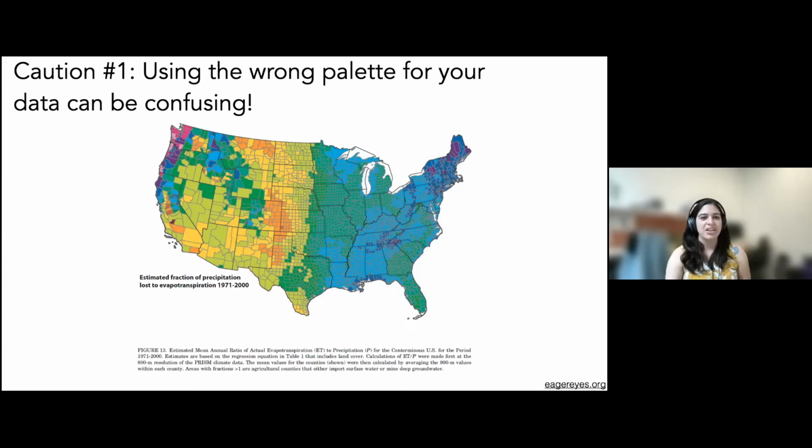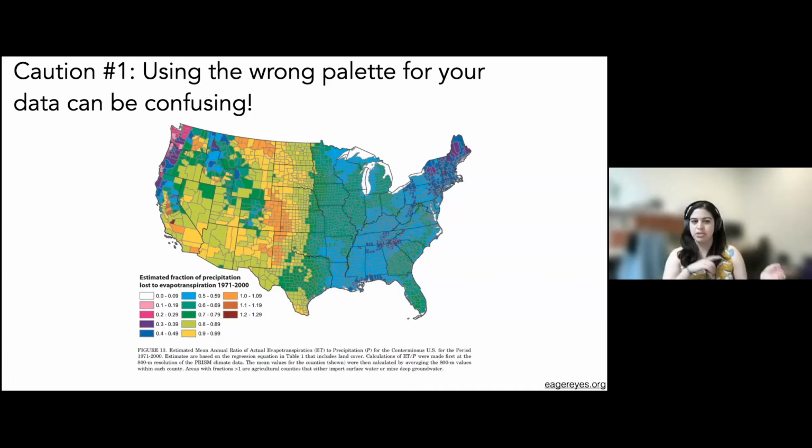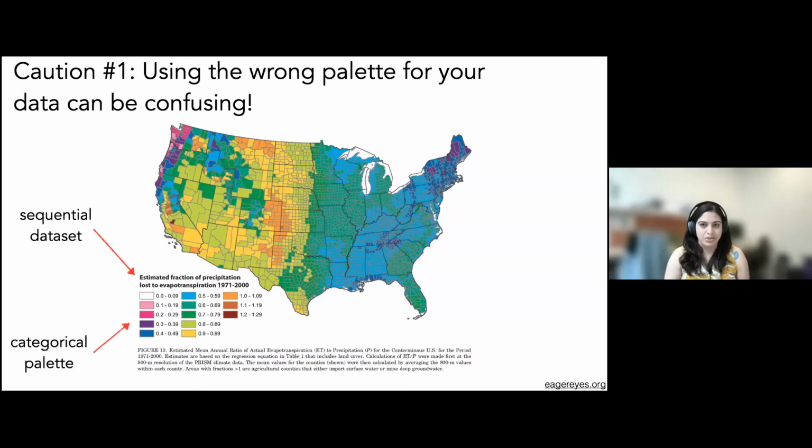If I show you this color palette, there's no real order to the colors. So white is 0, then we go to pink, then purple, then blue, then light blue, and then some greens, a lime green and a yellow, and then brown. And that doesn't make a lot of sense to me, because we're using a categorical palette here when the data is sequential. The data goes from 0 up to 1.29, but the palette is going all over the place. It's an unordered palette, and so that can cause some confusion. And that's not what you would like in your reader.